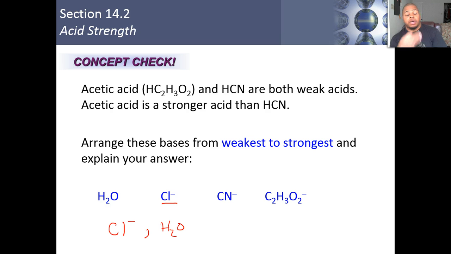Now, to figure out the next part, we get a little bit of a clue from the question. It says acetic acid is a stronger acid than HCN. That means it's going to dissociate more often than HCN will. So the next base we're dealing with is going to be our acetate ion. I don't know why I didn't just write the formula. It's okay, we'll go back to that. That's going to be our C2H3O2 minus, which leaves finally our cyanide ion as the strongest of our bases. Again, understanding how we determine strength is going to be the key to looking at this type of problem.